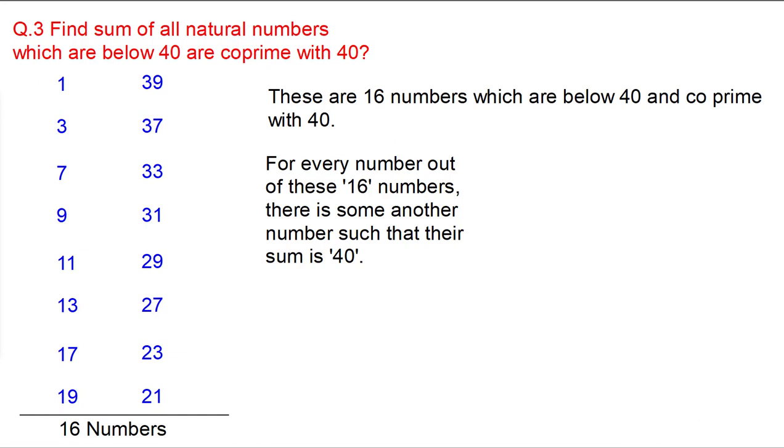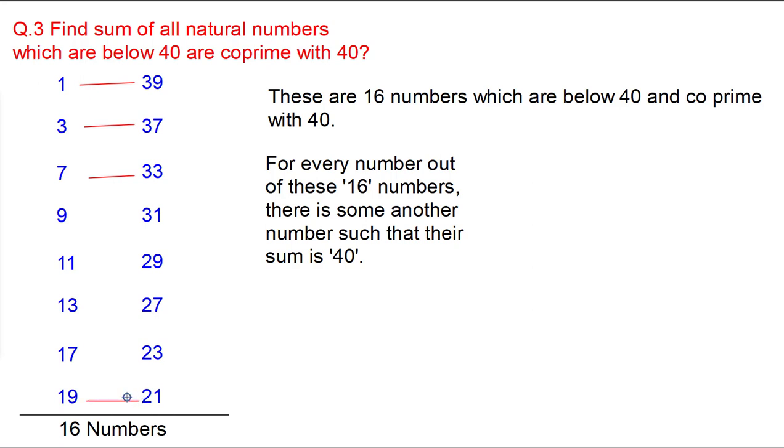Over here you can see that for every number out of these 16 numbers, there is some other number such that their addition is 40. Now let's have a look at it. For example, 1 plus 39 is 40, 3 plus 37 is 40, 7 plus 33 is 40, and so on. 19 plus 21 is 40.